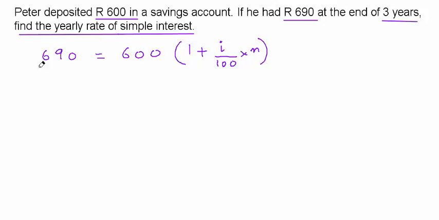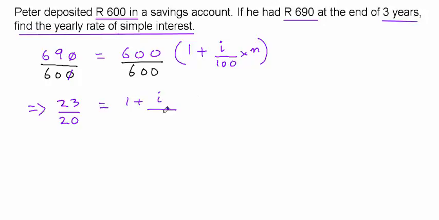Let's go ahead and divide both sides of this equation by 600. Which means, cross off a 0 and a 0, 69 and 60, the common factor of course is 3. 69 divided by 3 is 23, 60 divided by 3 is 20, so we have 23 over 20 is equal to 1 plus I over 100, times 3, since n is 3. 23 over 20 turns out to be 1.15, so this is 1.15 is equal to 1 plus 3I over 100.